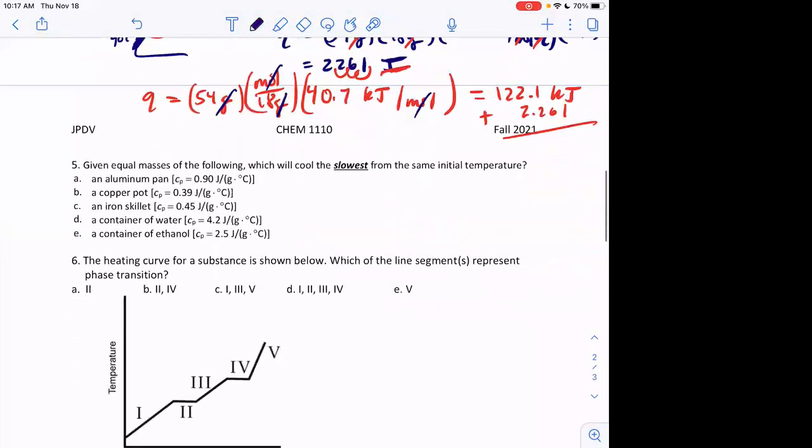All right, given equal masses of the following, which will cool the slowest from the same initial temperature? It's going to be one of two, right? The one with the largest number, or the one with the smallest number. Figure that much out, you've got a 50-50 chance. D, so the one with the highest heat capacity, right? It's going to warm up the slowest and cool the slowest.